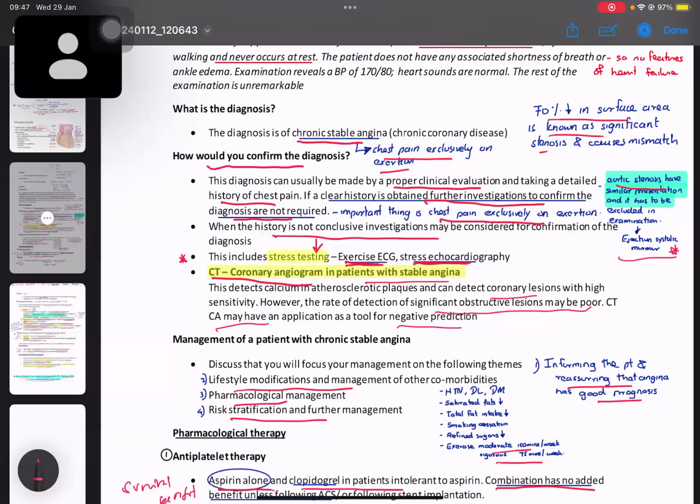So don't tell CT coronary angiogram in a chronic stable angina patient as a first investigation. Tell exercise ECG and stress echo as a first. And if they ask, is there any special investigation? If they ask only, tell CT coronary angiogram. Otherwise, don't tell about that. Usually, chronic stable angina is not given at the exams, but they can ask in the discussions, as well as in the MCQs as well as SBAs.